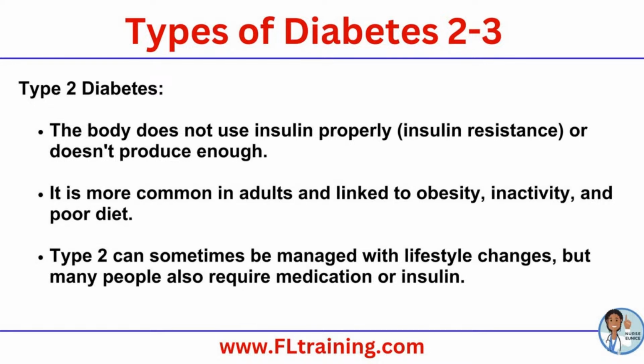Types of diabetes, 2 through 3. Type 2 diabetes. The body does not use insulin properly, insulin resistance, or doesn't produce enough. It is more common in adults and linked to obesity, inactivity, and poor diet. Type 2 can sometimes be managed with lifestyle changes, but many people also require medication or insulin.